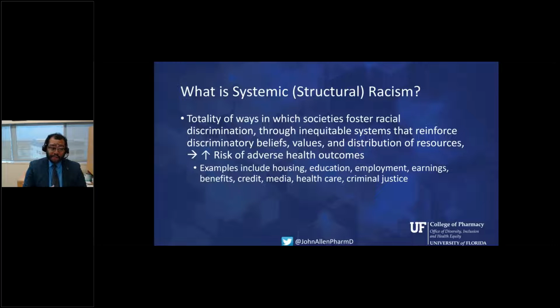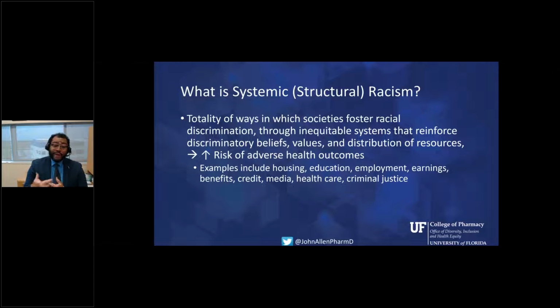When we talk about, for example, redlining, that's historically been something that's happened in the United States, but also the remnants of redlining and policies are still present today. And we'll share some data that speaks to that in a few moments.